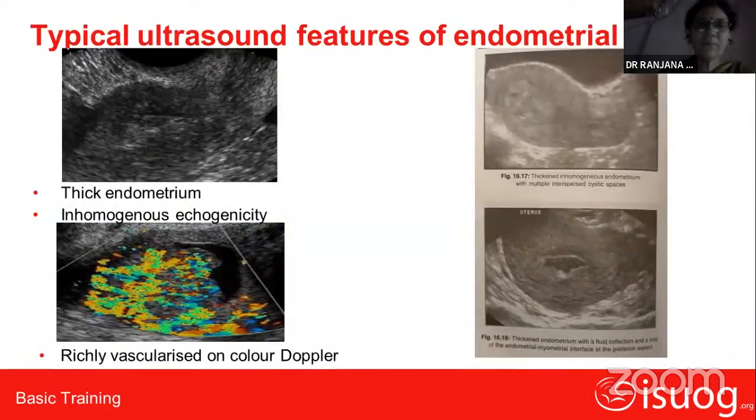Now come to endometrial cancer. In endometrial cancer, the endometrium becomes thick, irregular, inhomogeneous, and richly vascularized on color Doppler. See, in the second figure also, we are seeing the endometrium thickened, irregular, inhomogeneous, and there may be some pyometra or hematometra within it.